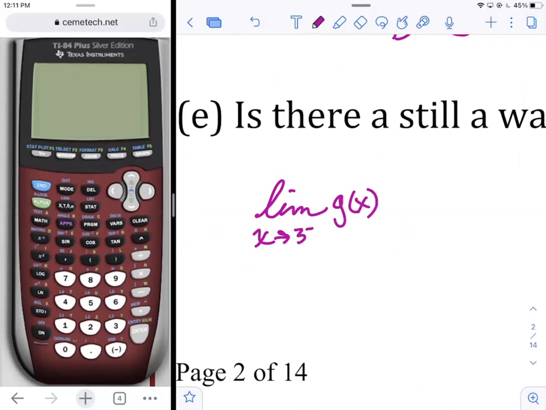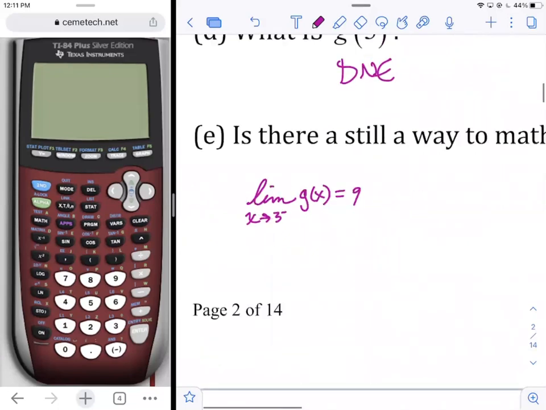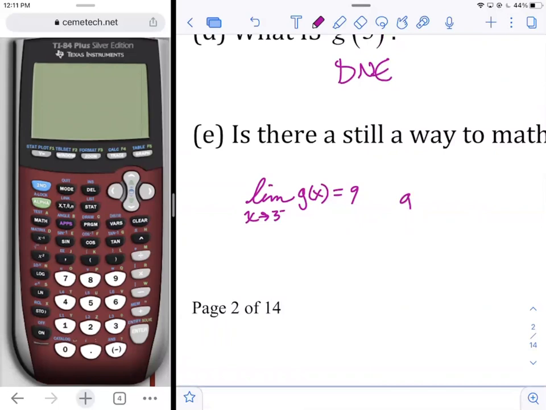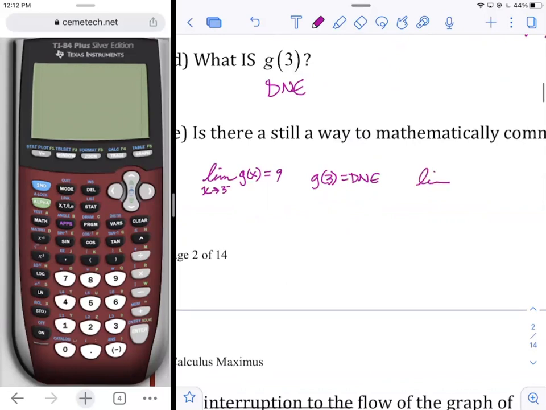So just like function notation, we have the input and the output. But instead of just saying g of 3, we have the g up here, and then we have the 3 down below. It was 9. And then I'm going to go ahead and say g of 3 equals DNE. And then over here, I'll put the limit as x approaches 3 from the right of g also equaled 9.